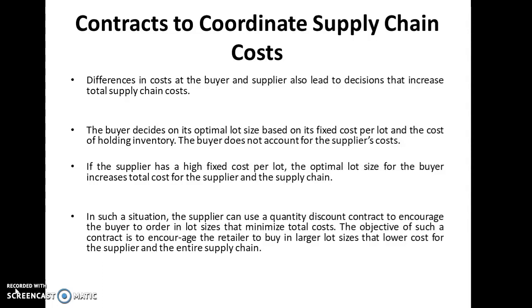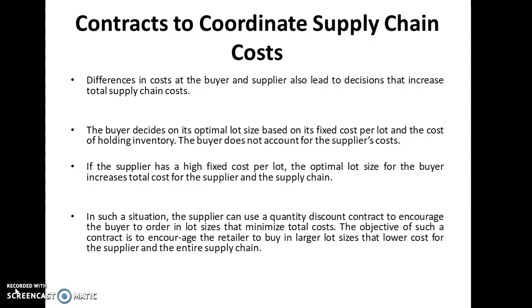So the buyer decides what is the optimal lot size for the company, but that lot size may not be suitable for the supplier to do it effectively. So the supplier may have a different lot size, and because of the high fixed cost per lot, the total cost for the supply chain will also increase.